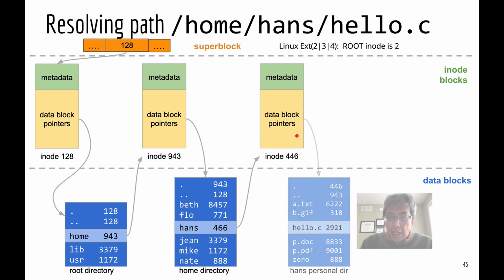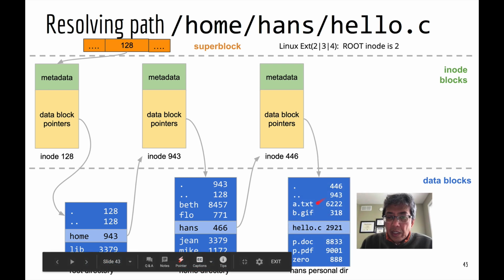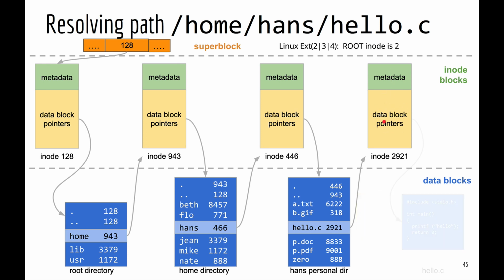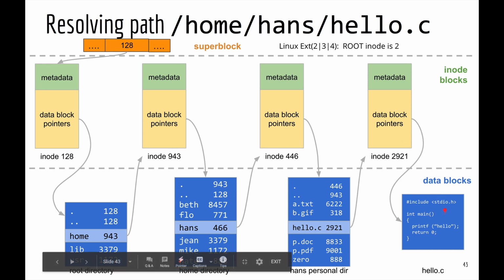hans. And under that directory, you will search for a directory entry hello.c that will take you to inode 2921. Inode 2921 is associated with the C file, and using the pointers to the data block of the C file, you will then be looking at the actual source code of the C file.